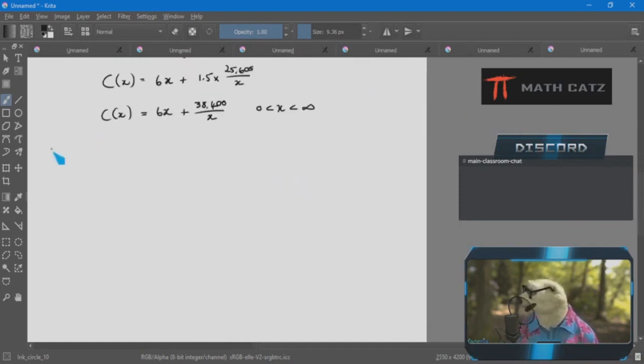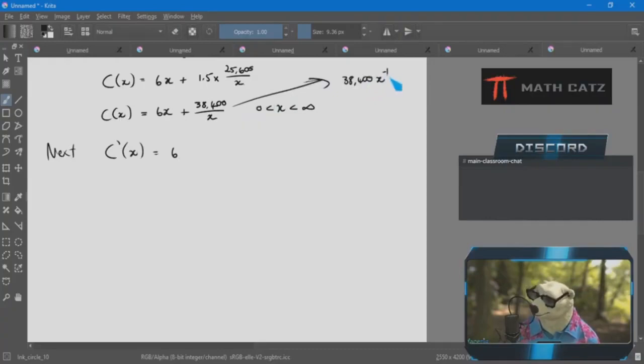So let's see what is the ideal cost. Well, for that, I am going to have to take the derivative here to find the critical points. First one's easy, 6. Now this, remember here, I could say 38,400 times x to the negative 1. So it'll be negative 38,400 times x to the negative 2.